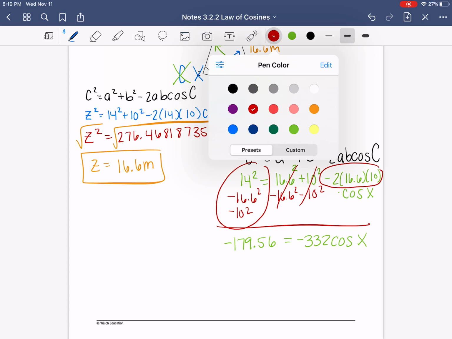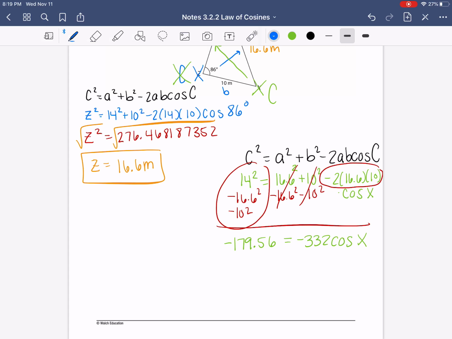So here's where a mistake is easily made. So maybe write yourself a little note or do something. You have to divide by the number that's in front of cosine. You don't add or subtract it over, you divide. If you ever get an error when you're doing your cosine inverse, that's probably because you added or subtracted instead of dividing it.